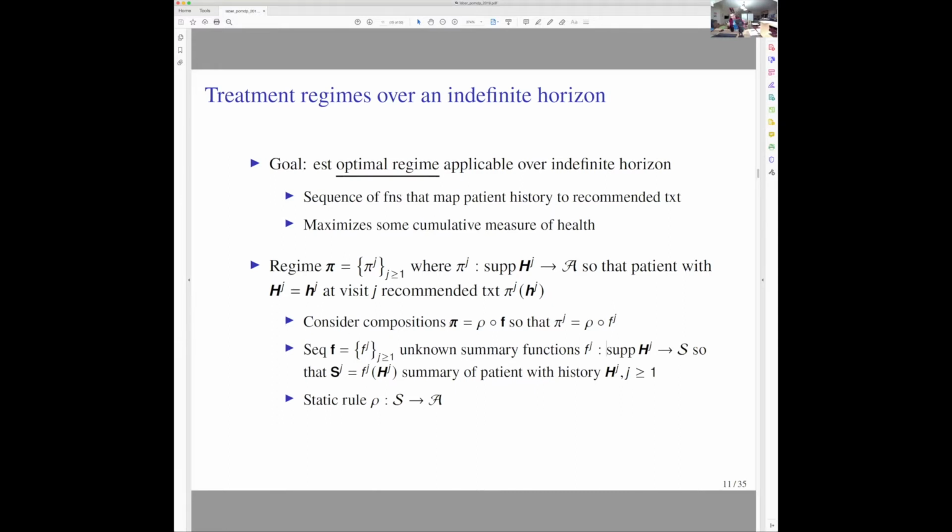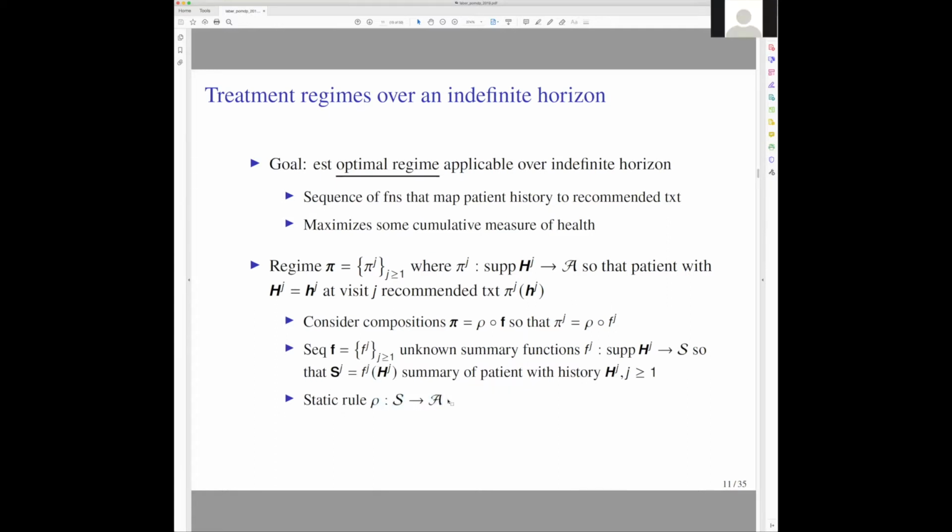So fj takes as input a history and gives back a summary of that history. That summary takes values in some fixed set script S. So we'll define sj to be fj of hj, a summary of the history. And then once we have that summary, we apply our static rule rho.